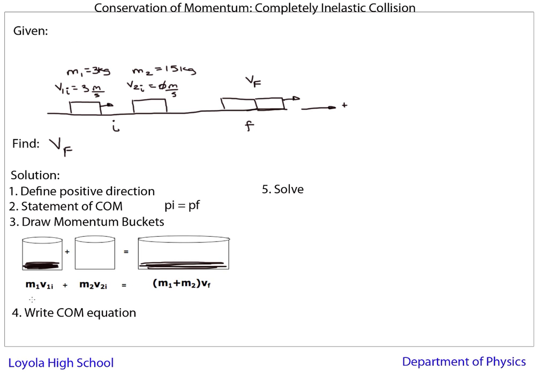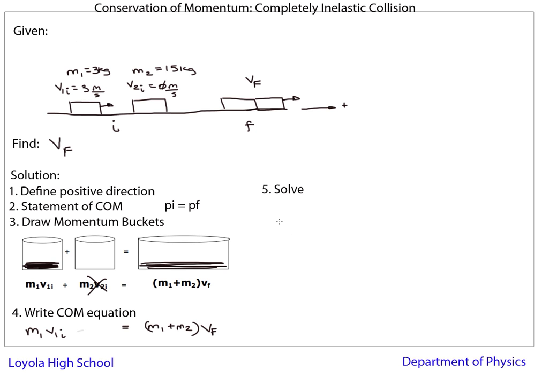When we fill in the buckets, it aids us in actually writing the equation. Here's a general equation. Because this bucket's empty, this term doesn't exist, and we're left with M1 V1 initial equals, because this one's 0, M1 plus M2 times the common final velocity. So that's our equation. Simply by filling in the buckets, we can determine which terms exist and which don't.